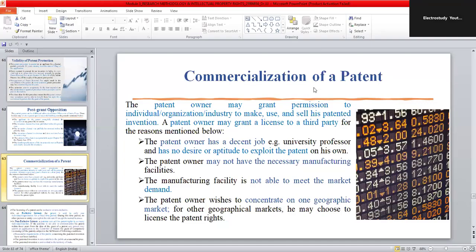You have to explain about the commercialization of patent. For example, a patent owner has a decent job, such as a university professor, and has no desire or aptitude to exploit the patent on his own. Likewise, please prepare a brief write-up on the commercialization of patent. That point you have to remember.